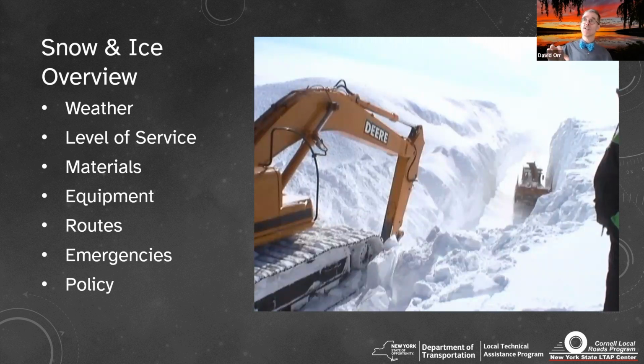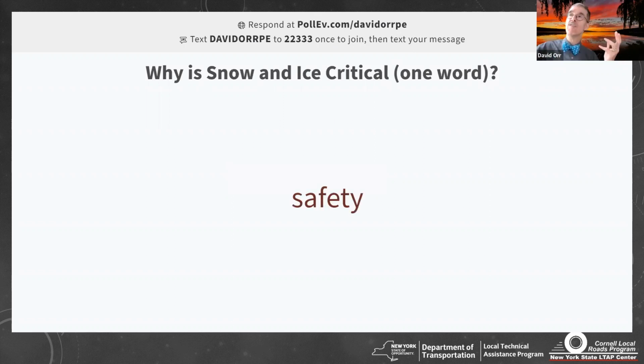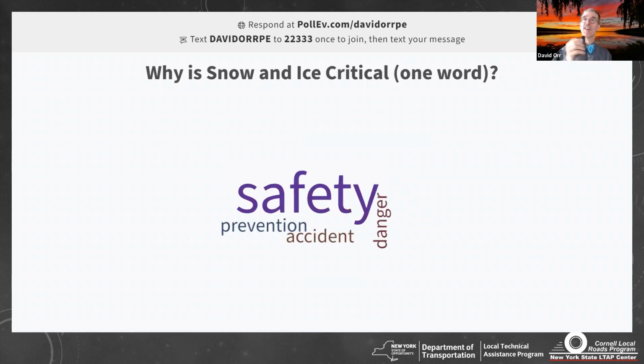Now, if you read the description, we said we would talk about why snow and ice is critical, but using one word. And if you do more than one word, it's going to show up with different spots. So one word, if you had to pick one word, why is snow and ice control, why do we have that as a critical activity for highway and public works departments across New York State? Safety. Ooh, yeah, I was hoping safety would show up.